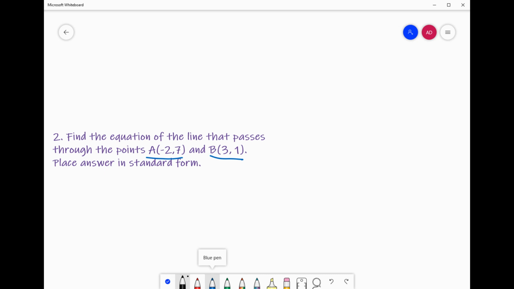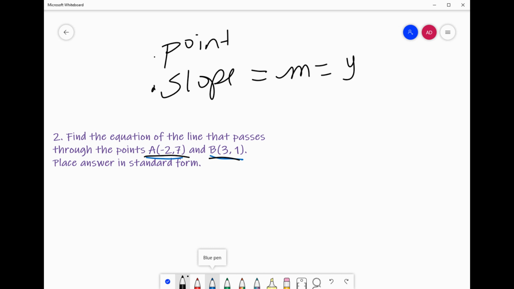And you're like, wait a minute, Math Dealer, you told me we needed a point. Okay, that was fine. We have 2 of them, but we also need a slope. How are you going to get a slope if you're given 2 points? That brings us to the slope formula, doesn't it? Which is the change in y's over the change in x's. That's why your teacher spent so long going over this stuff.